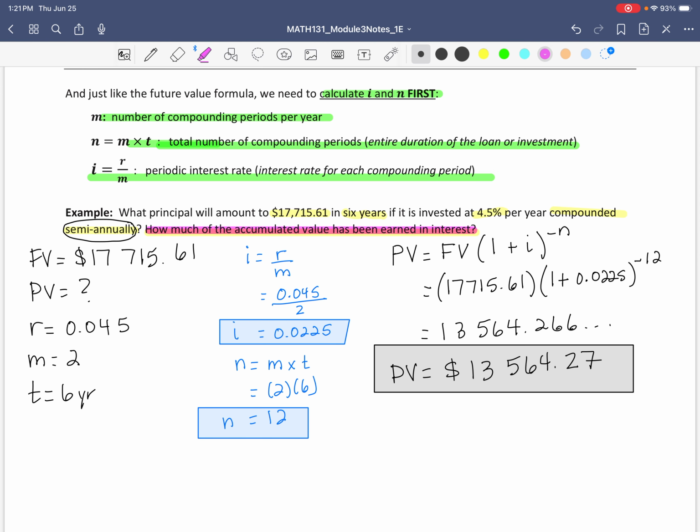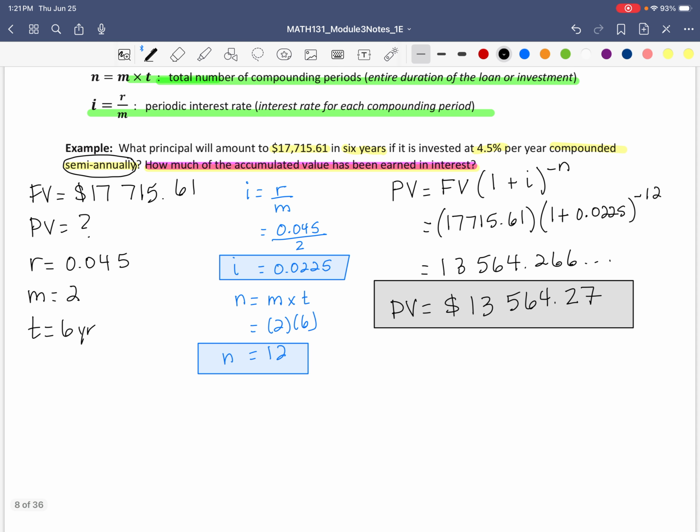Now, we also have this second question here, which I'm going to highlight again here in pink, where it says, how much of the accumulated value has been earned in interest? Okay, so a very simple additional formula that is important to know is that our interest, or our I value, is going to be equal to our future value minus our present value.